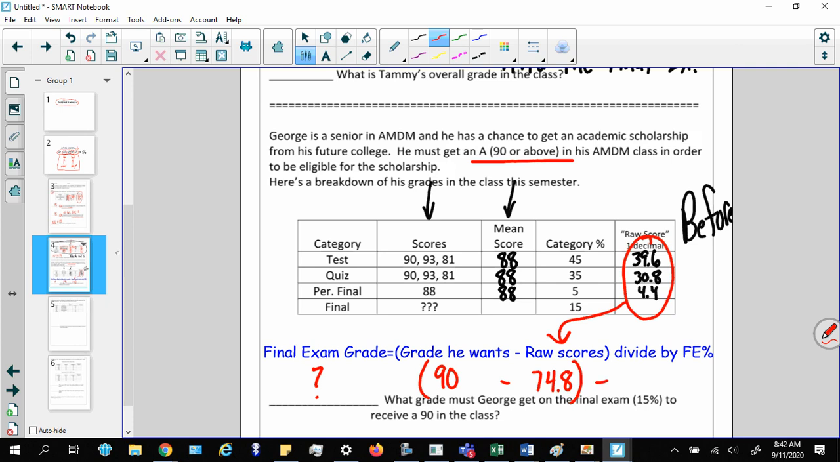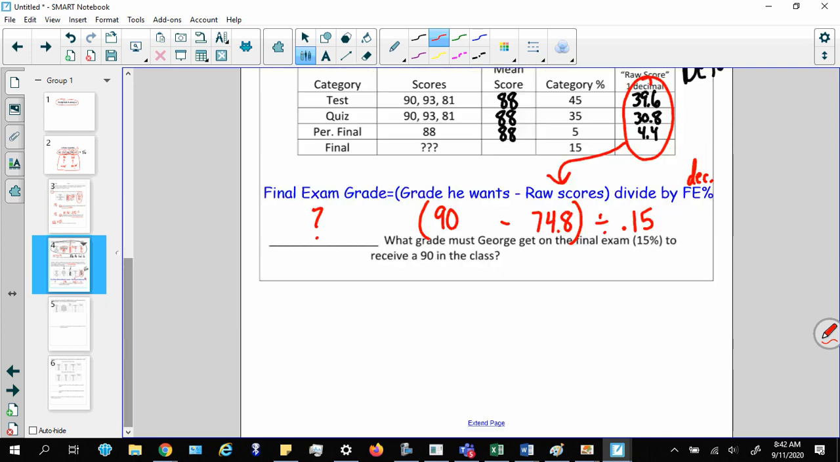And then we're going to divide that by the final exam percentage. Now, this is where it gets a little confusing. When I say the final exam percentage, I mean the final exam percentage expressed as a decimal. So I'm going to divide that by 0.15. So 90 minus 74.8 gives me 15.2. Now I'm going to divide that by 0.15.